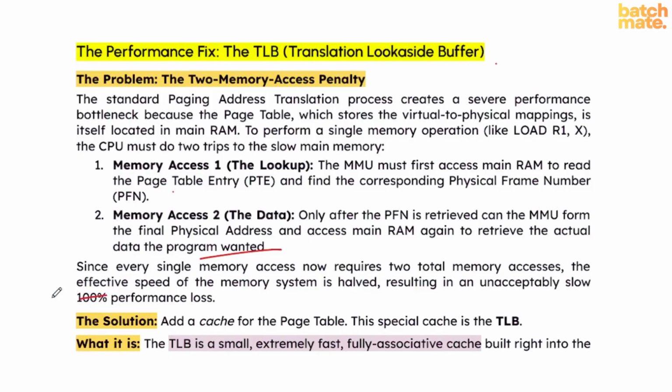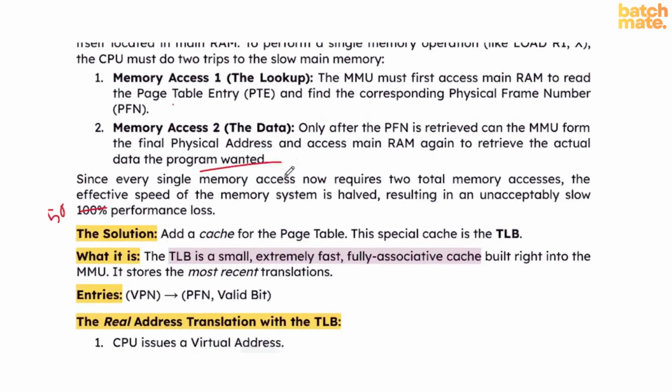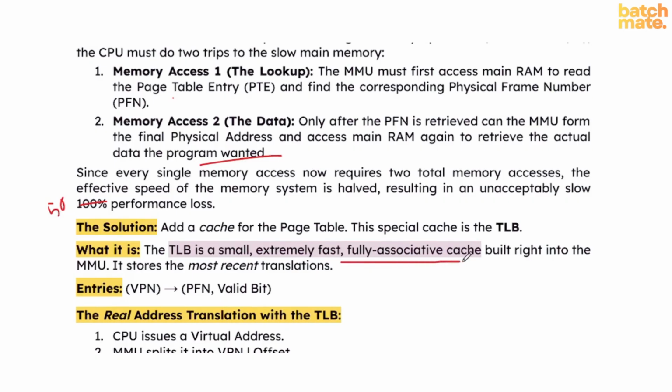That is unacceptable. So, the solution? The TLB, Translation Lookaside Buffer. This is a small, extremely fast, fully associative hardware cache built right into the MMU. It stores the most recent translations.